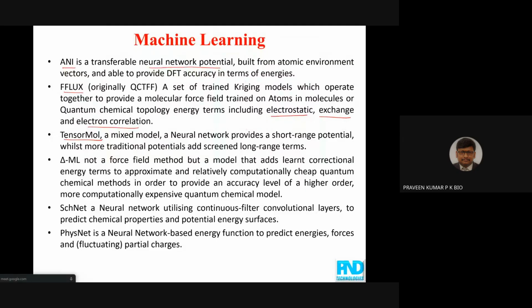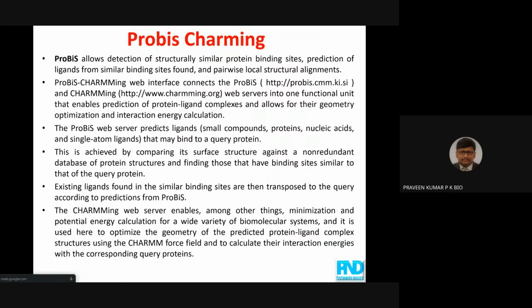TensorMol, a cloud computing kind of machine learning technique, can be used for energy minimization of many molecules. If we try with many molecules, we can go with these kinds of tools mentioned. These are force fields, SchNet, PhysNet. So using machine learning techniques, we have majorly developed these kinds of models.